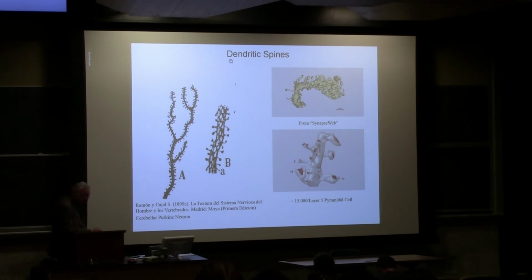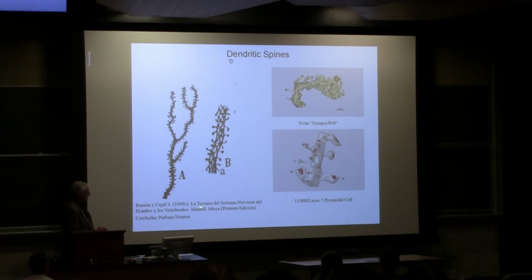The final topic is dendritic spines and ideas about the role they play in information processing in the nervous system. So, have you run across the name Ramon y Cajal yet? Okay, very famous Spanish neuroanatomist.